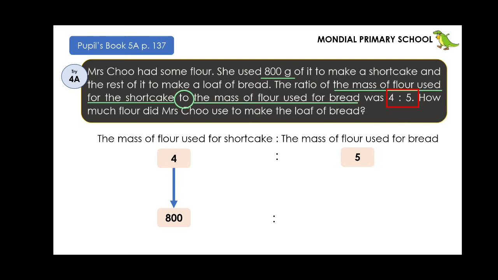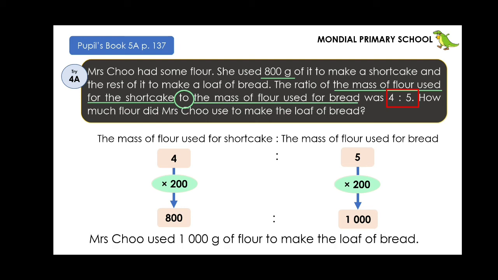4 becomes 800, we multiply 4 by 200 and we will get 800. 4 times 200 equals 800. So we multiply the quantity of the other amount of flour by 200 as well. 5 times 200 equals 1000. Remember, you have to write the sentence. So Mrs. Cho used 1000 grams of flour to make the loaf of bread.